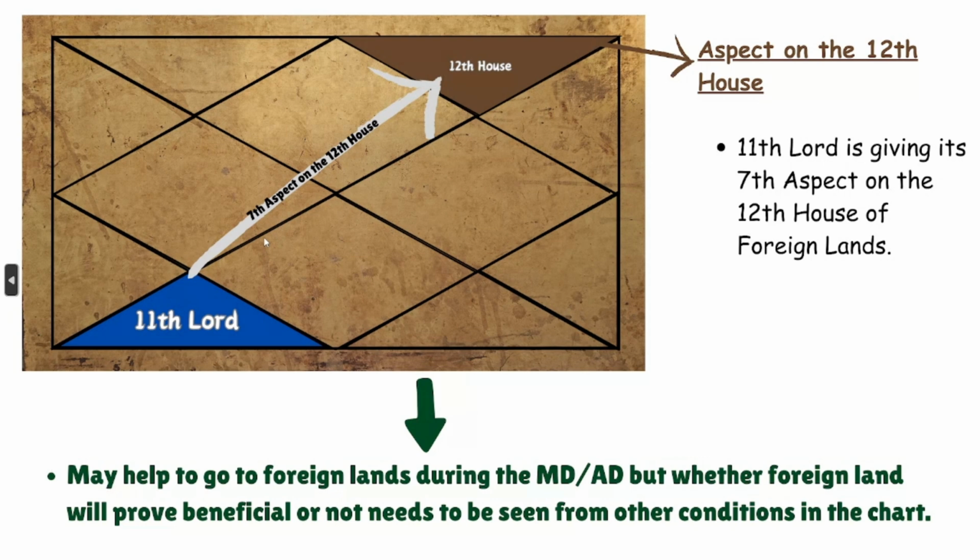Now, the 11th lord placed in the 6th house is giving a direct 7th aspect on the 12th house of foreign lands. So this placement may help you to go to foreign lands during the Mahadasha and Antadasha, but whether this foreign land travel is going to prove beneficial or not needs to be seen from the other conditions in the chart. I will in future make separate videos with different types of planets placed as the 11th lord in the 6th house. If you have this placement in your chart, please do mention your experiences in the comment section.